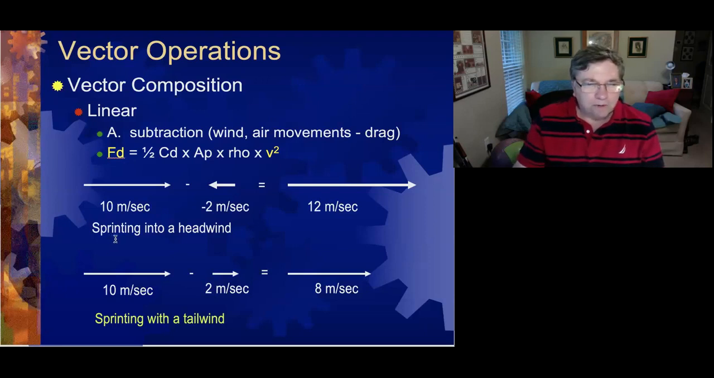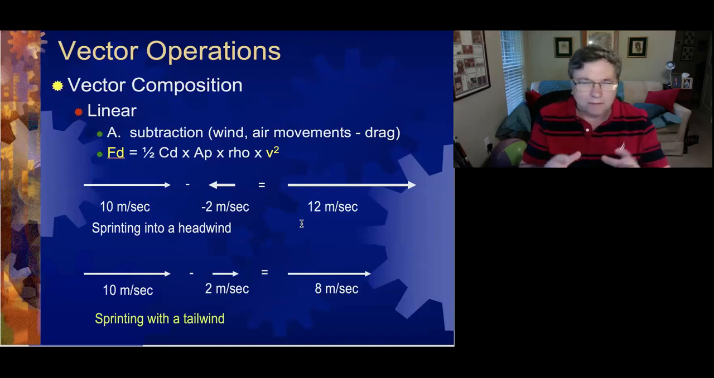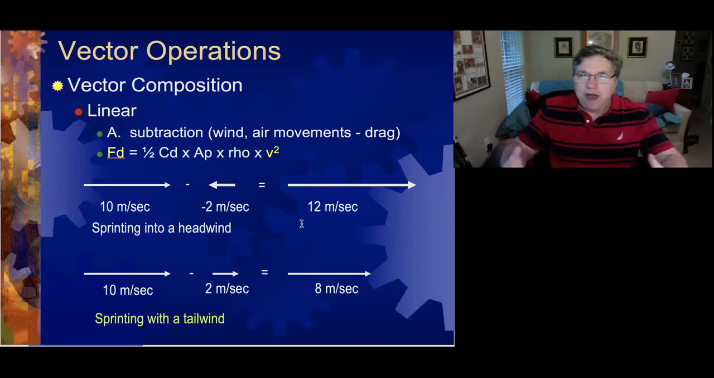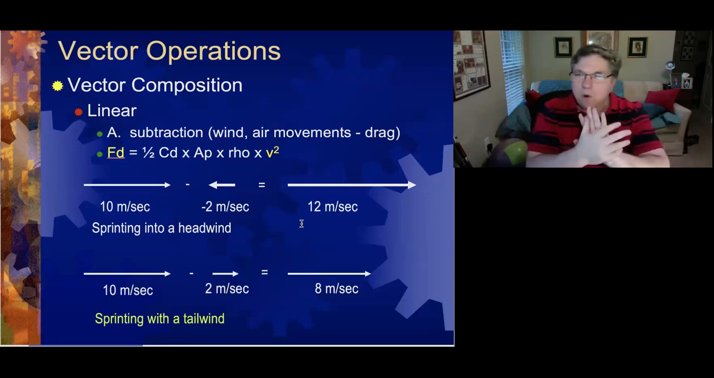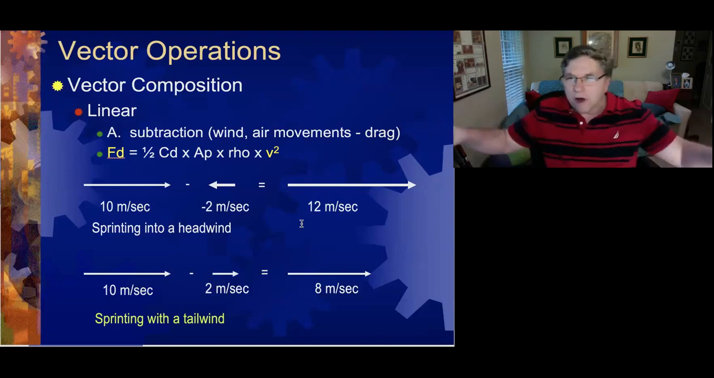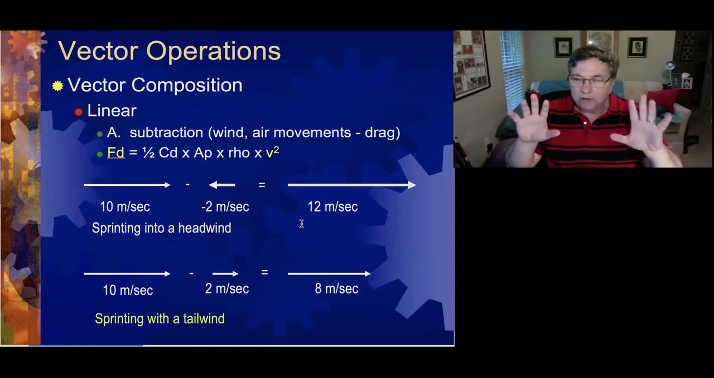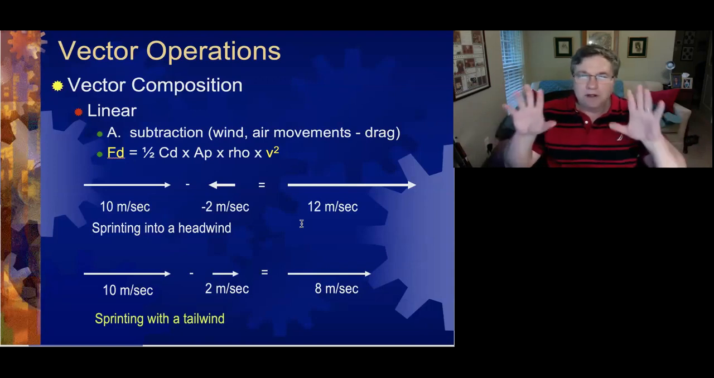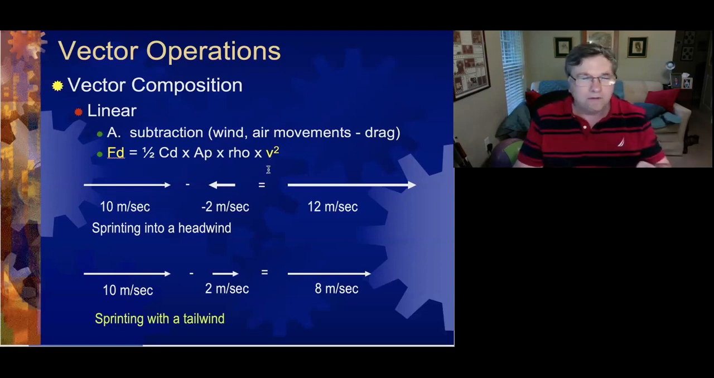So if we're sprinting into a headwind, we're going to take the difference between these two vectors, we're going to subtract them. What we're trying to figure out is how fast the air molecules are traveling past that individual. When you're running into a headwind, you're colliding into more air molecules and having to push more out of the way. The more air molecules you move out of the way per unit time, the greater the amount of force. And again, it's a power function, related to the square of that velocity.